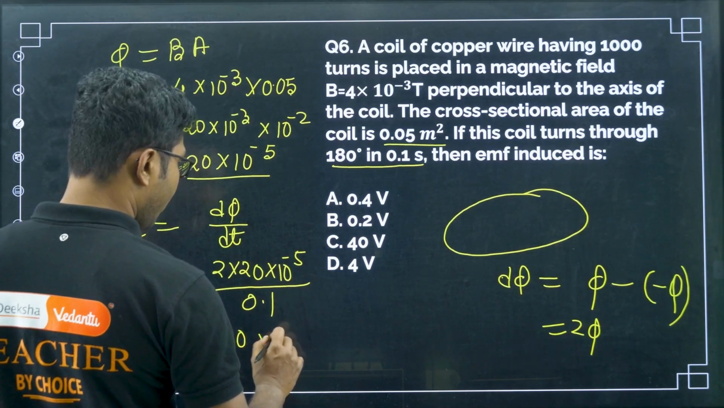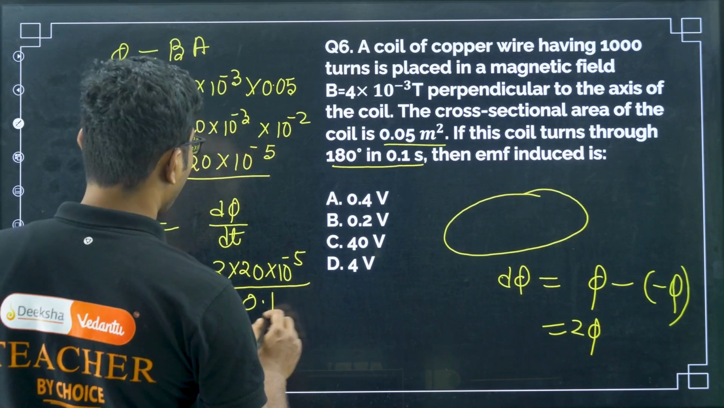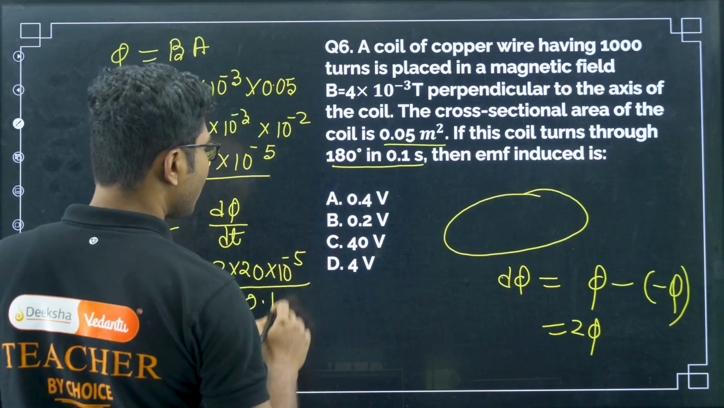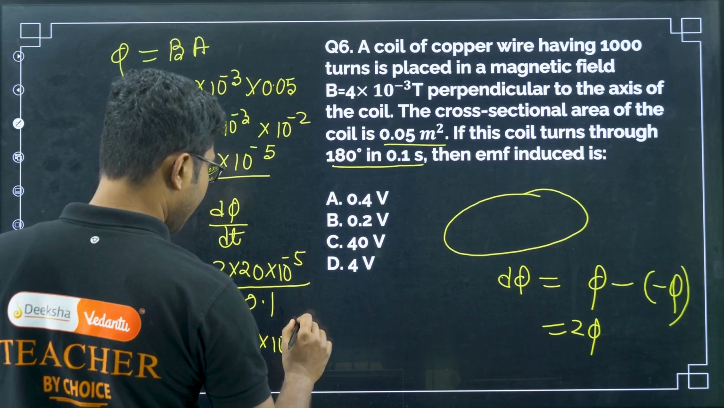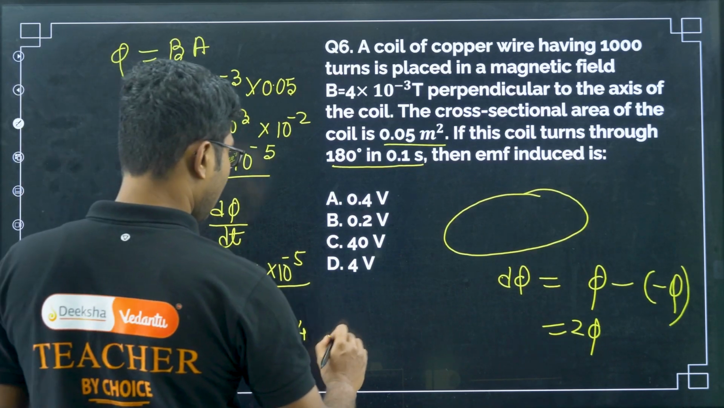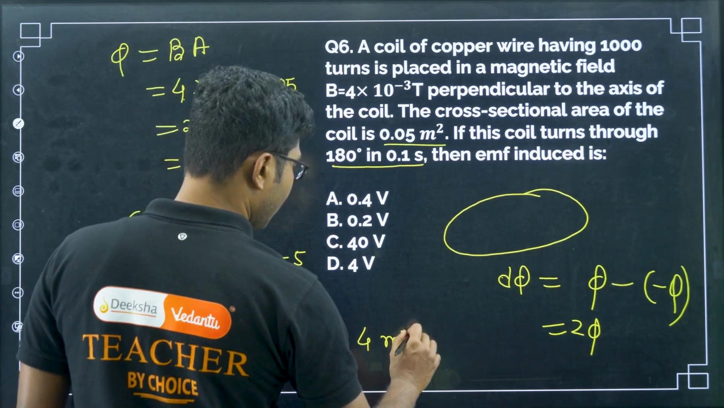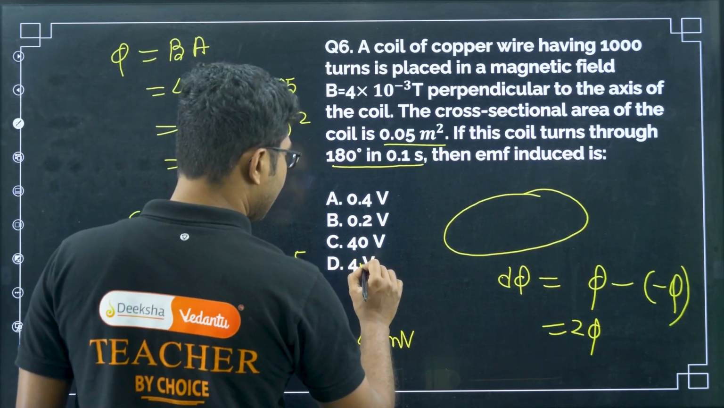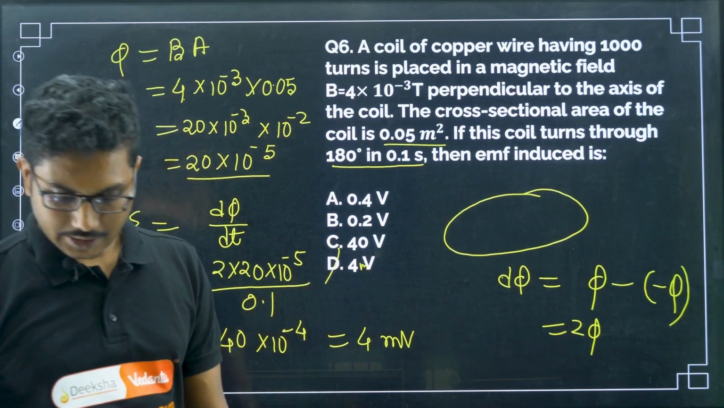times 10 to the power of minus, I think there may be some mistake in the values, as even though 0.4 volt is not coming, it will be 40 times 10 to the power of minus 4. So, it will be 4 millivolt. The answer will be 4 millivolt, so you can take this as milli and answer this as 4 millivolt. Option D is the correct answer, right.